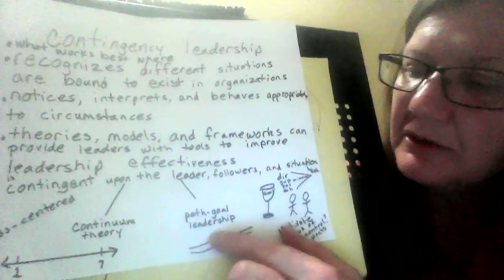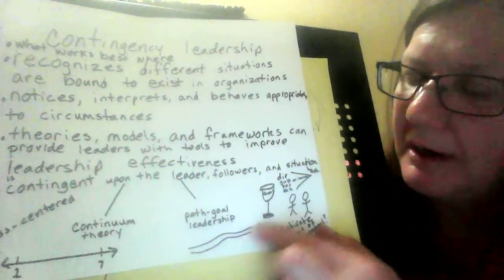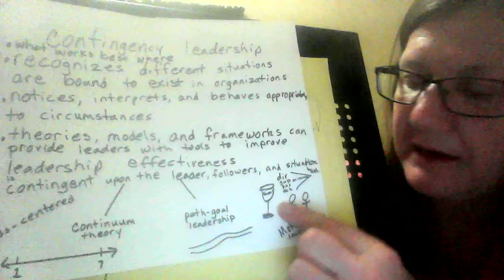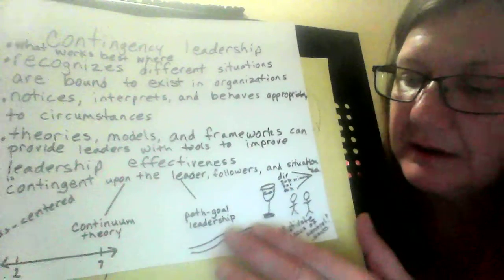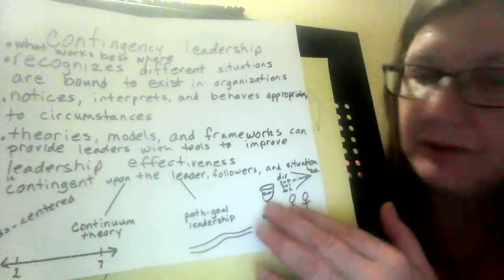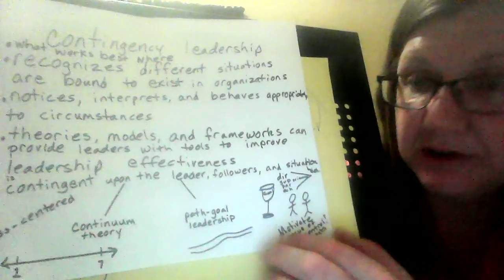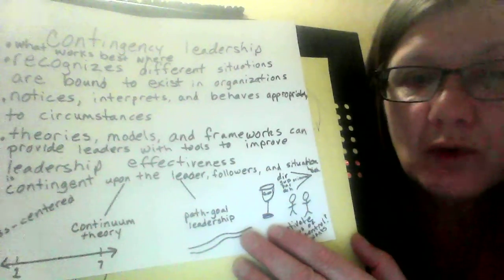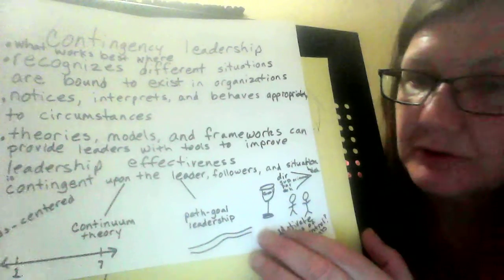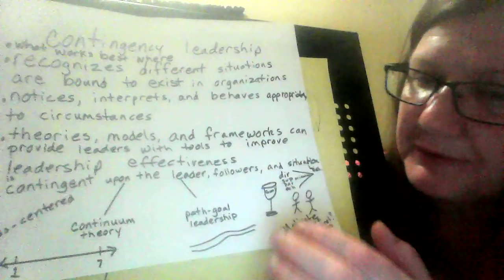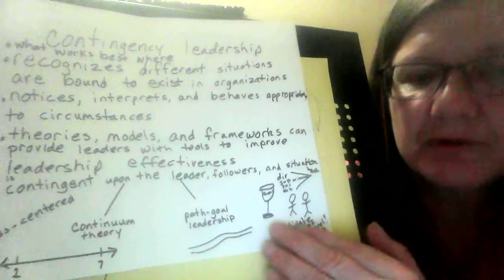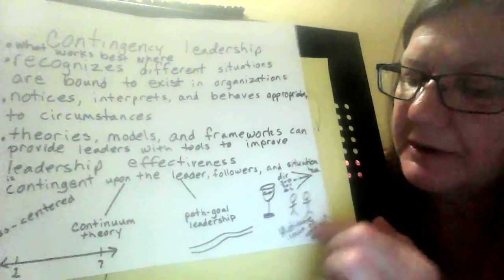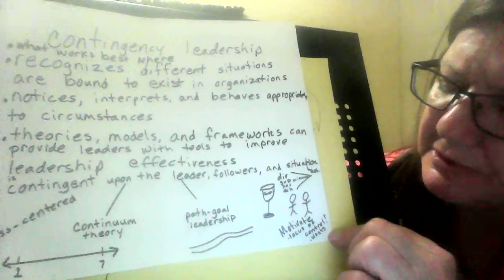The path goal leadership is a path that the leader and the employee both take to a goal that they want to achieve, a personal goal or an organizational goal. But the motivation has to come from the leader, it has to be pushed.